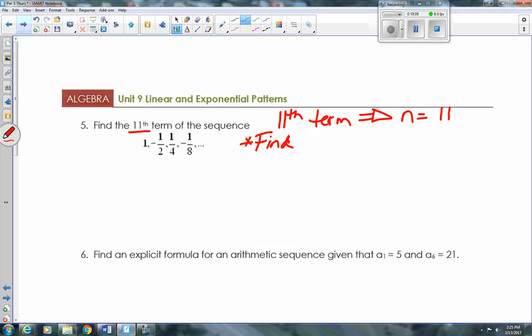So I'm going to follow my steps. And first of all, I need to determine what kind of sequence this is. So I'm starting with a 1, and then I go to a negative 1/2, and then a positive 1/4, and then a negative 1/8. Looks like my signs are changing, positive to negative to positive to negative. That's going to indicate that I'm multiplying by some negative number. So I'm going to multiply by some value of r, but r must be a negative.